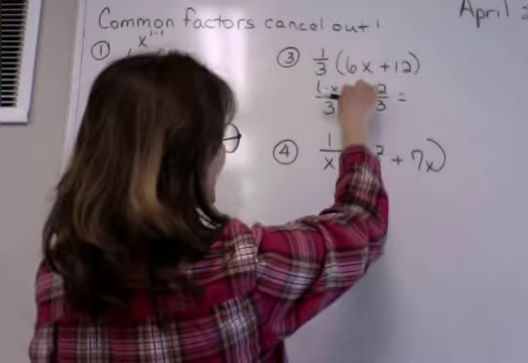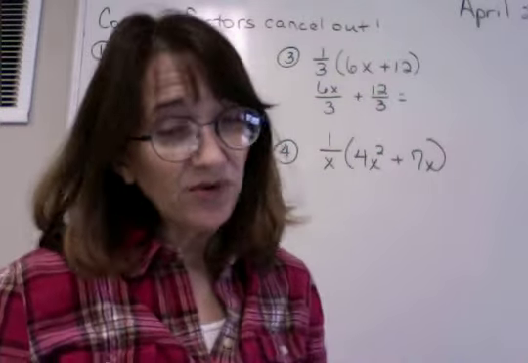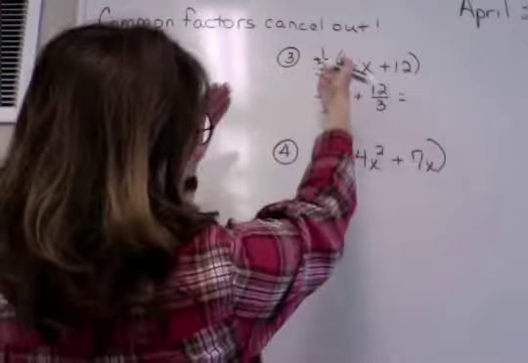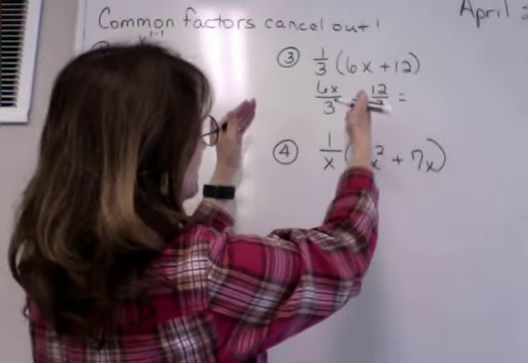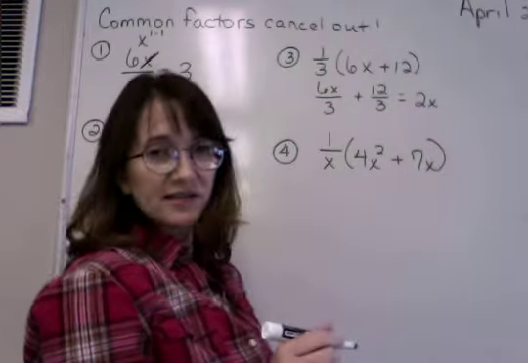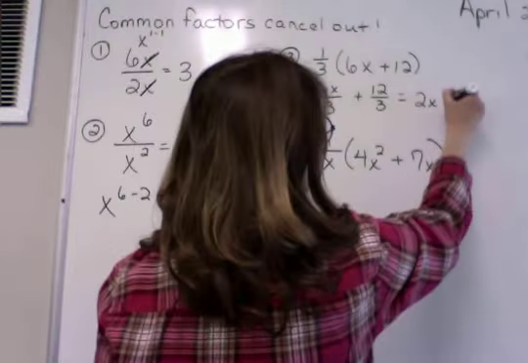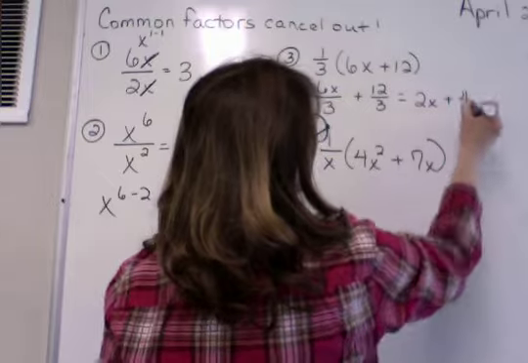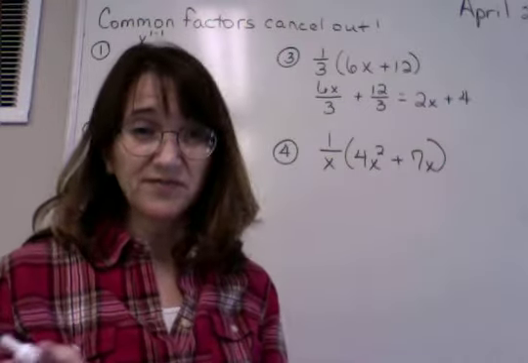So 6x divided by 3, I'm going to divide my number. 6 divided by 3 is going to be 2, but the x is still there, so I'll keep the x. Then 12 divided by 3, that will become 4. So we got that far.